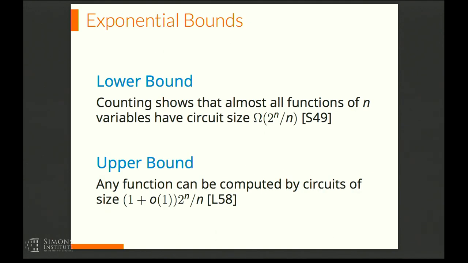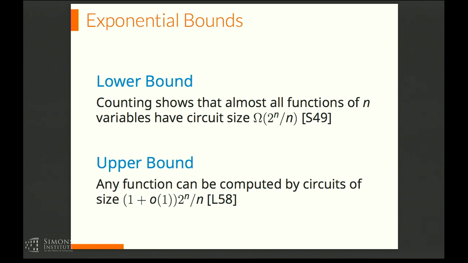Okay, so if you count the number of functions on n variables, which is 2 to the 2 to the n, and compare it to the number of circuits of size less than 2 to the n divided by n, then you just get that there are not enough circuits to compute all these functions. And this was shown by Shannon more than 70 or 80 years ago. And by doing this, we get this lower bound, 2 to the n divided by n.